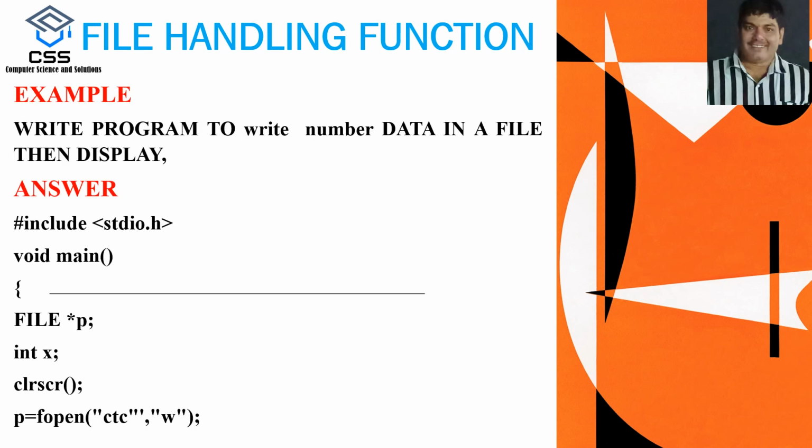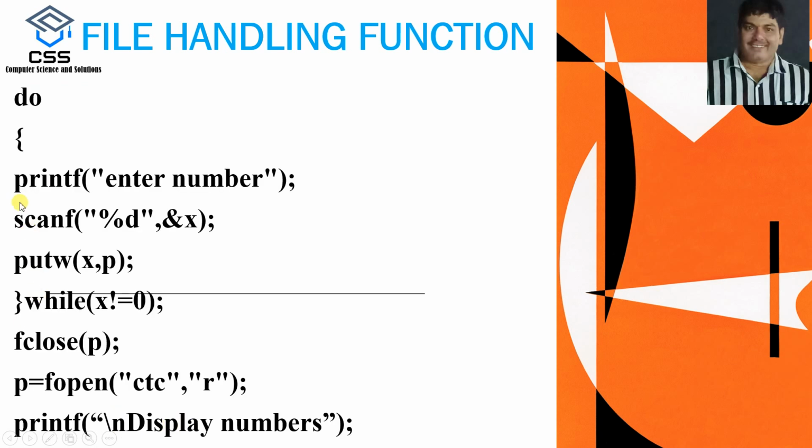In the similar way, we want to write numbers in a file, then display. What we have to do? We have taken a file pointer, an integer variable, the file name is ctc, and opened in write mode. You can change it. We have taken a post-tested loop, do while, and our condition is until and unless I press 0, it will continue writing the numbers. It asks you to enter a number.